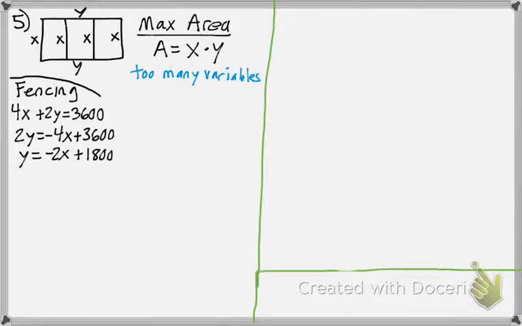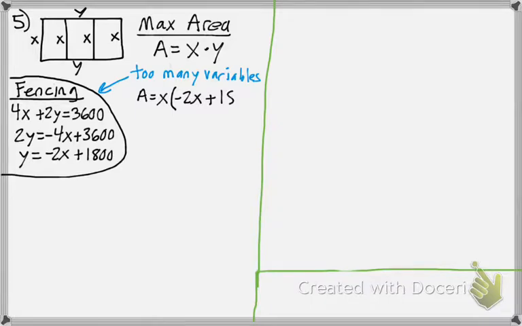So this is the extra information that I need to use in order to get my equation that I'm trying to maximize to only have X's and not X's and Y's. So A is going to be equal to X, instead of saying times Y, I'm going to say times negative 2X plus 1,800. So then if you distribute that, A is equal to negative 2X squared plus 1,800X.